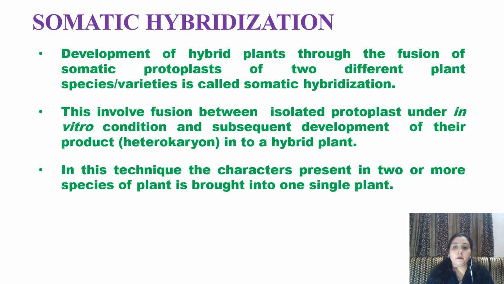Somatic hybridization. The development of hybrid plants through the fusion of somatic protoplasts of two different plant species or varieties is called somatic hybridization. This involves fusion between isolated protoplasts under in vitro conditions and subsequent development of their product, that is the heterokaryon, which develops into a hybrid plant. In this technique, the characters present in two or more species of plant are brought into one single plant.